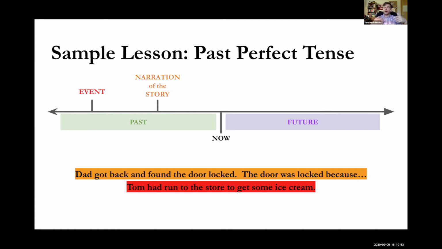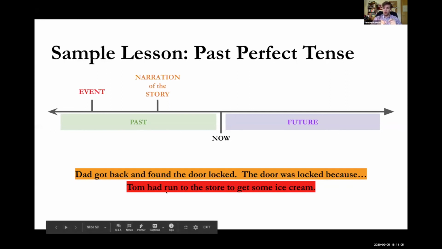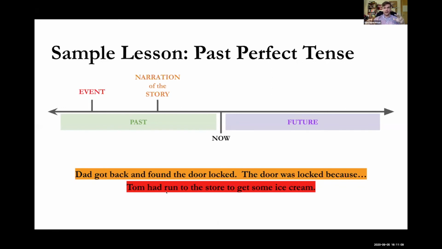The door was locked because, and then I want to introduce something that happened even further in the past, right? Because Tom had run to the store to get some ice cream. So we have the event had run to the store. Had run is the past perfect tense. And of course, in class, we will talk in detail about how we form those tenses.